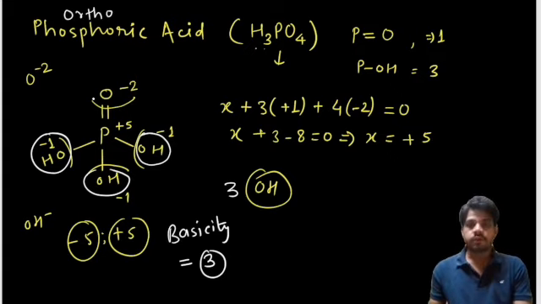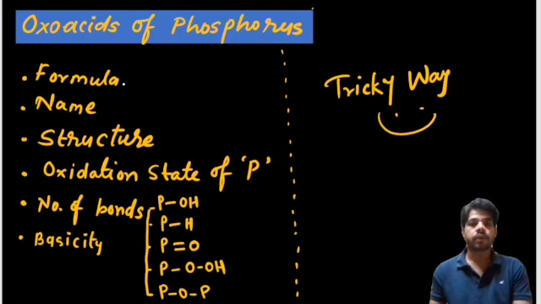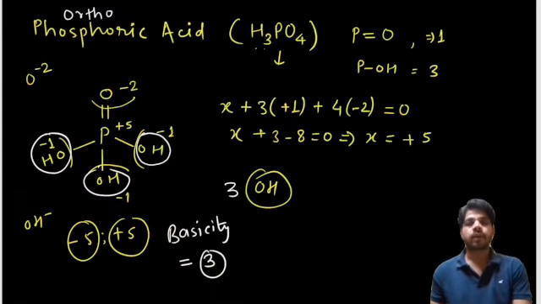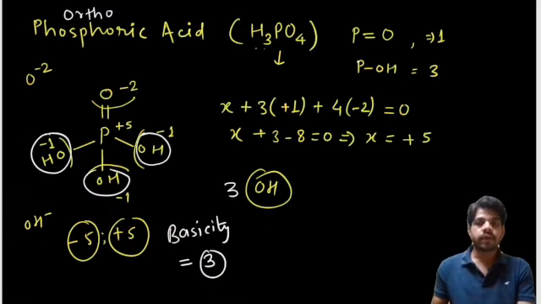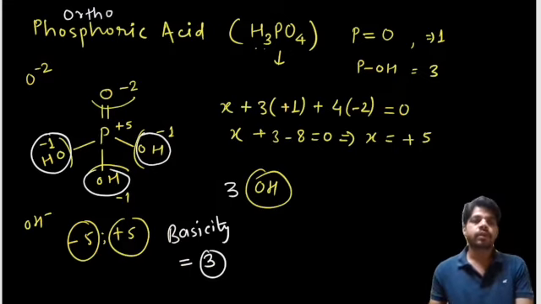So in this node, we have completed all the points that I have written here. We have seen the formula, name, then structure, oxidation state, number of bonds, then basicity. So we are clear with this, right? At last, I'm going to teach you the trick for how we can draw all these structures in one go. Okay, so let's move to the next phosphorus oxo acid. This was the first one.